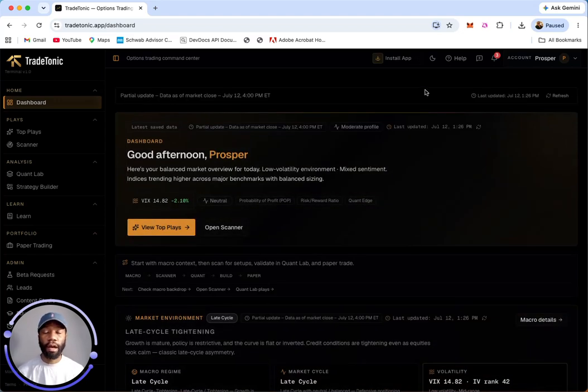Okay, now that we're on the dashboard and we're within the TradeTonic app, you can also download the app to your desktop by clicking this button here, Install App. That way, you don't have to use the browser. You can just use the cache from your computer to store any data that you need.